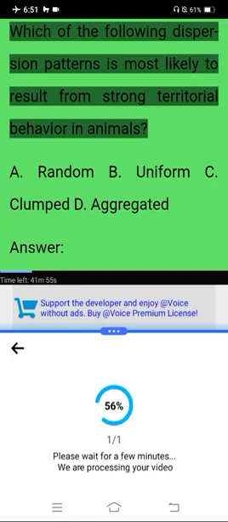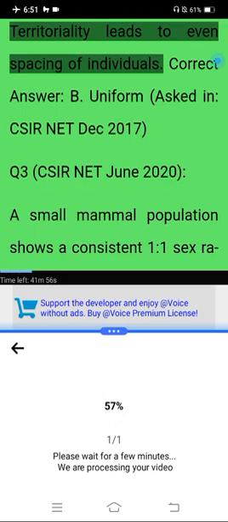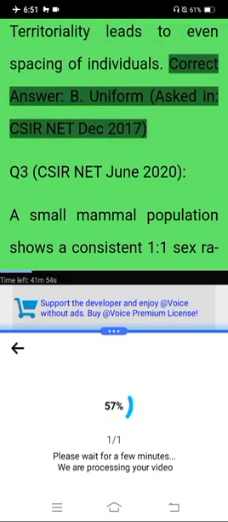Which of the following dispersion patterns is most likely to result from strong territorial behavior in animals? A random, B uniform, C clump, D aggregated. Answer: territoriality leads to even spacing of individuals. Correct answer: B uniform. Asked in CSIR NET Dec 2017.